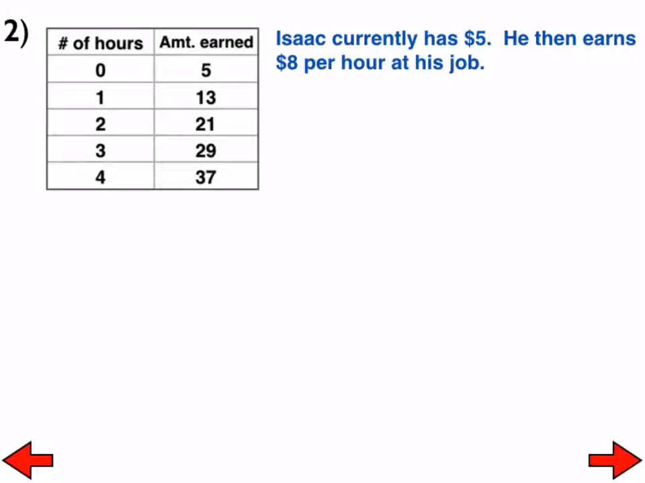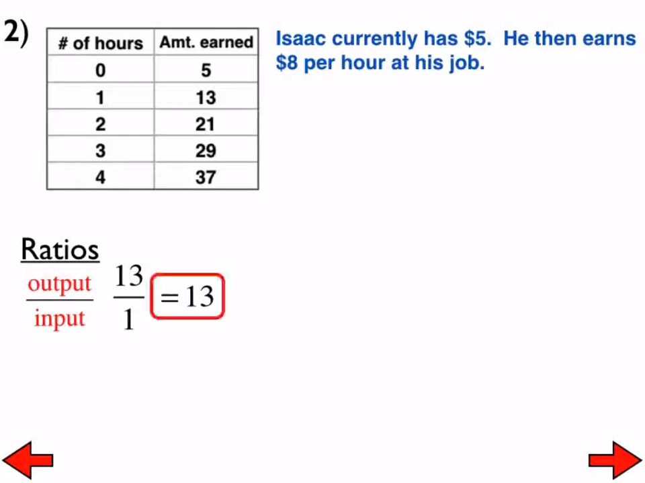Okay? All right. So the ratios, if we were to check them, going with output over input. Now, we don't check the one 5 over 0 because that's undefined. 13 over 1 is 13. 21 over 2 is 21 over 2. Now, we really don't need to go any further. Why don't I need to go any further with the ratios? How come? It's obviously not constant. Yeah, they're obviously not the same. We don't have a constant rate of change, so we don't even need to go any further.